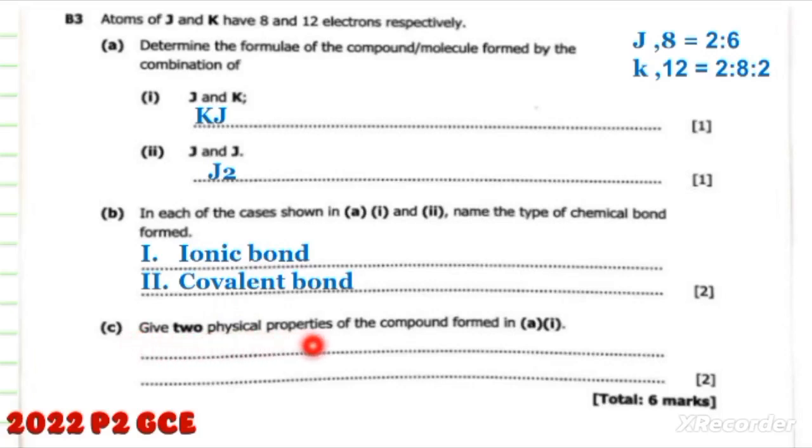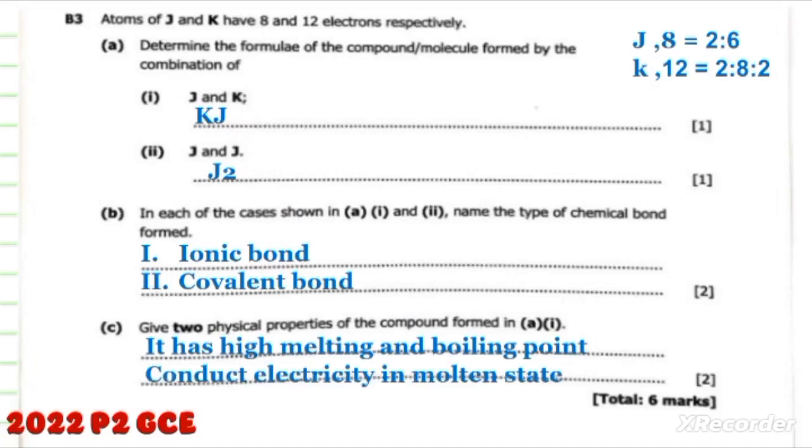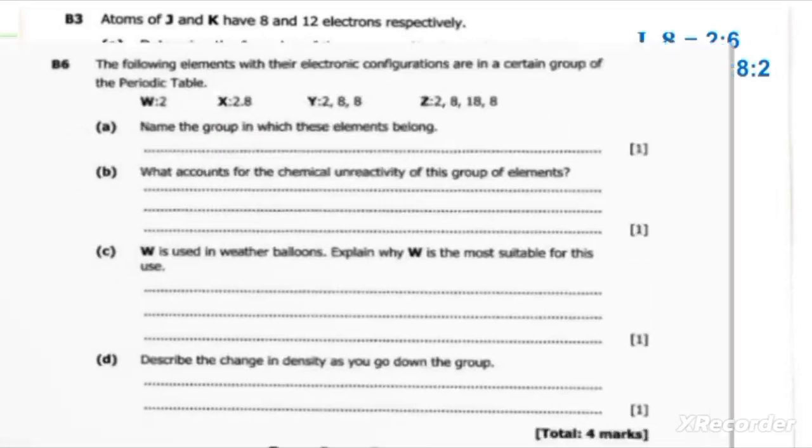Give two physical properties of ionic compound formed in A, Roman numeral 1. So this one is a compound. This one is a compound. This one is an ionic compound. So this ionic compound has high melting point and it is capable of conducting electricity in a molten state.